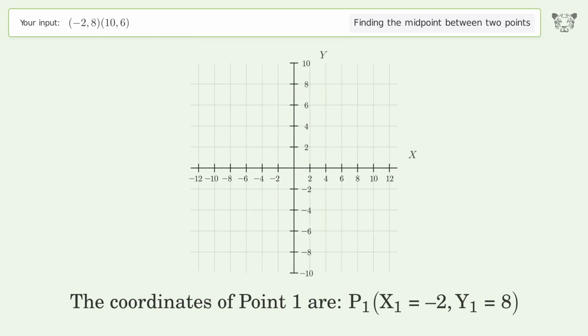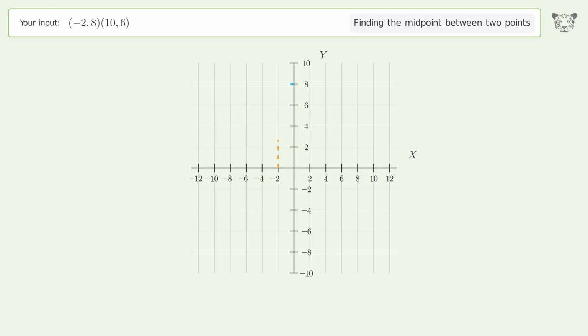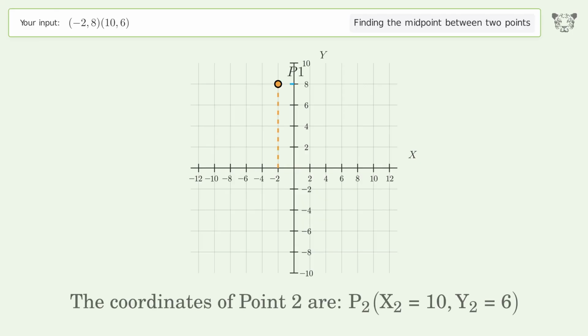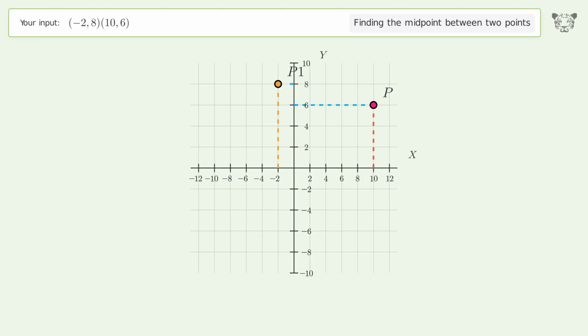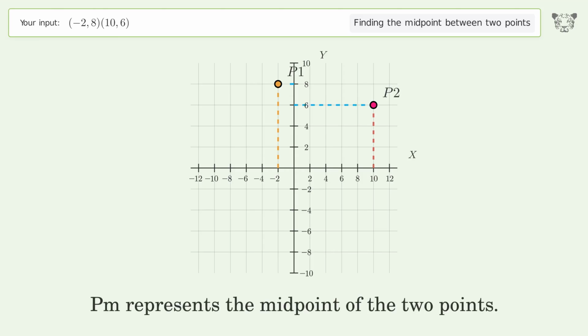The coordinates of point 1 are x1 equals -2, y1 equals 8. The coordinates of point 2 are x2 equals 10, y2 equals 6. PM represents the midpoint of the 2 points.